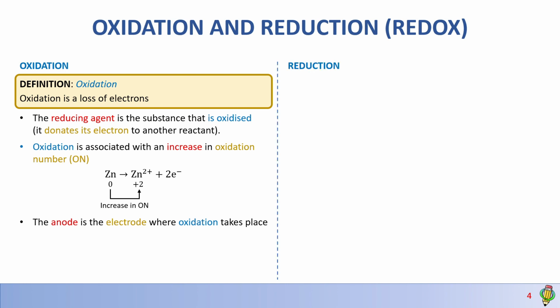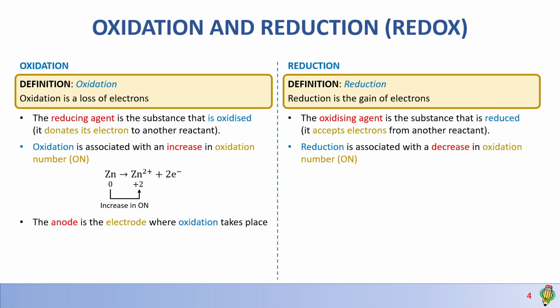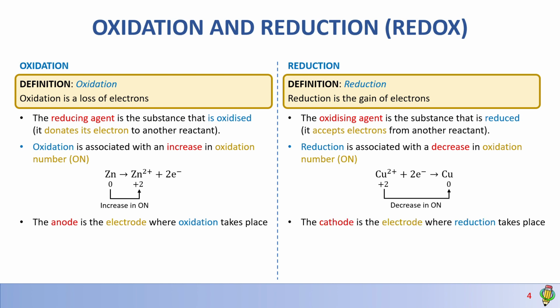Reduction is an exact vice versa of oxidation. It is defined as the gain of electrons. If a substance is reduced, we call it the oxidizing agent, which means it accepts electrons from another reactant. Reduction is associated with a decrease in oxidation number. Let's look at this half reaction involving copper. Copper starts with a charge of +2, and at the end it ends up with a charge of 0. So we can see a clear decrease in oxidation number. We define a cathode as the electrode where reduction takes place.